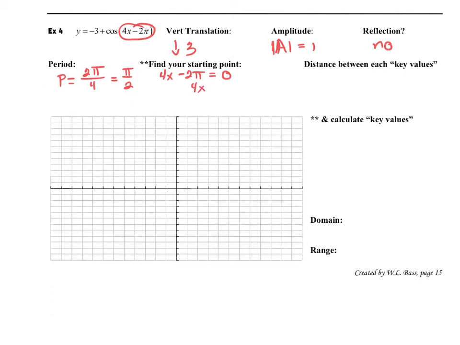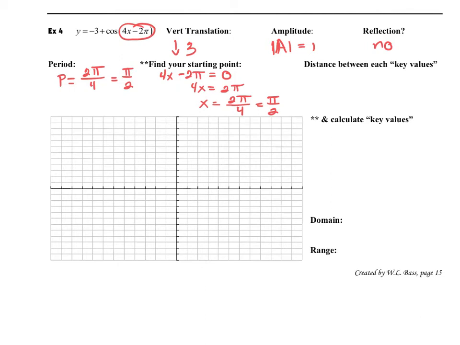Now, we're just going to solve this little equation. 4x equals 2 pi. x is going to equal 2 pi over 4. That's going to then, of course, reduce to pi over 2. So now, don't get confused. This pi over 2 is how long the whole graph is going to take. This pi over 2 is where the graph itself is going to start. Okay? Those are different things.